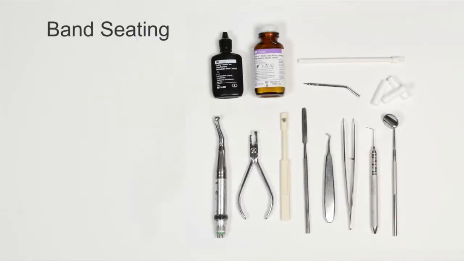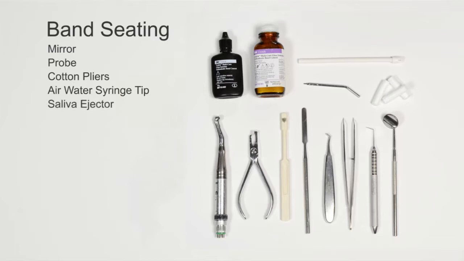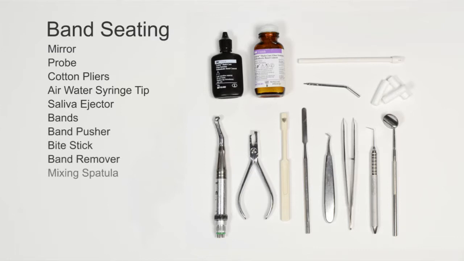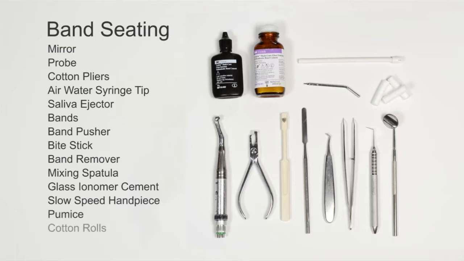The instruments required for band seating include a mirror, a probe, cotton pliers, an air-water syringe tip, a saliva ejector, a few appropriately sized bands, a band pusher, a bite stick, a band remover, a mixing spatula, glass ionomer mixing cement, a slow-speed handpiece, pumice, and cotton rolls.